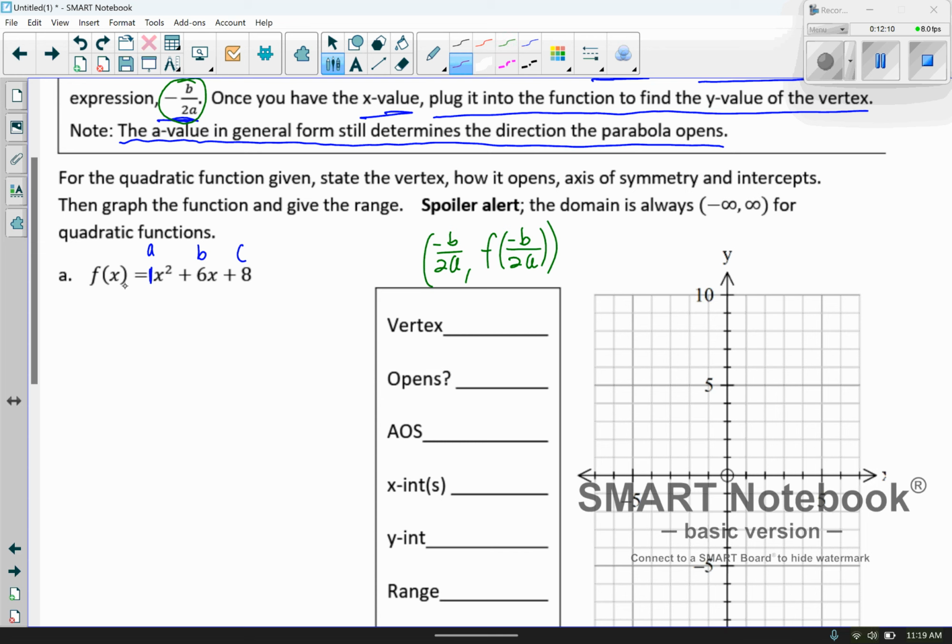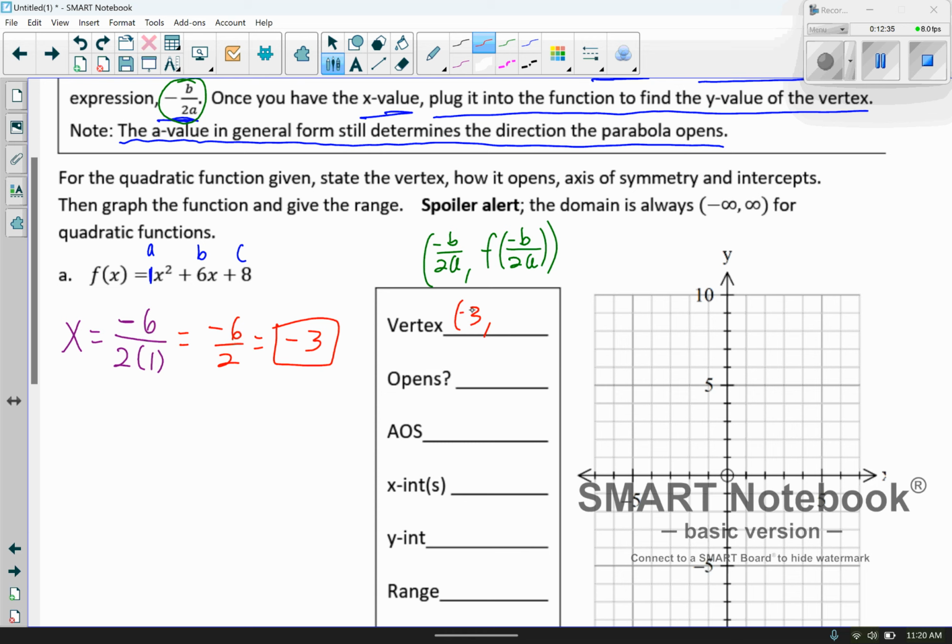All right, so here we go. So x equals negative, and then my b value is a 6, divided by 2 times my a value, which is a 1. And so this becomes negative 6 over 2, which is negative 3. So I figured out the x value is negative 3.